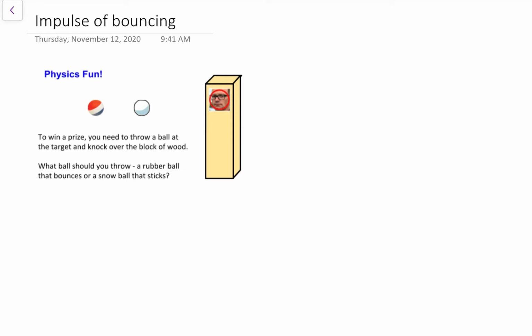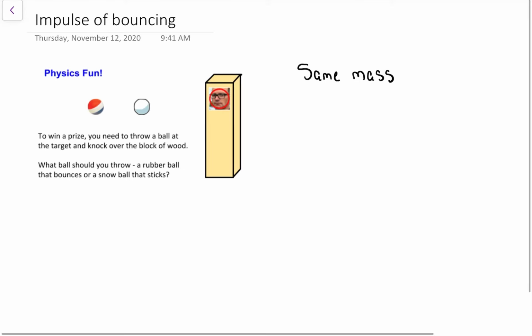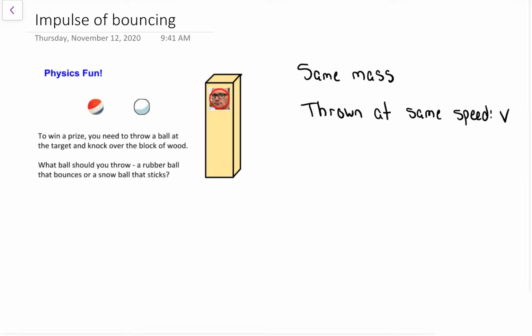What we're going to do, just to make things a little bit easier, is assume that it's the same mass for now. So the snowball and the rubber ball will have the same mass. And let's say that we throw them at the same speed. We'll call that speed v.